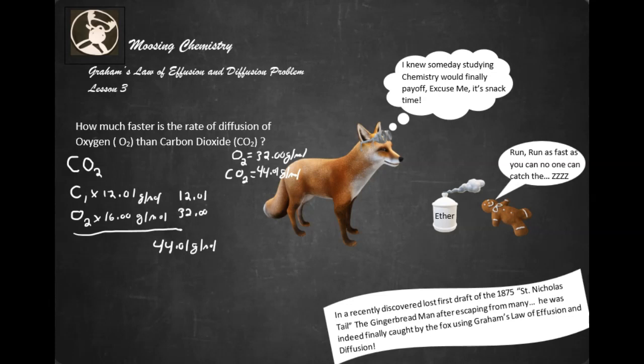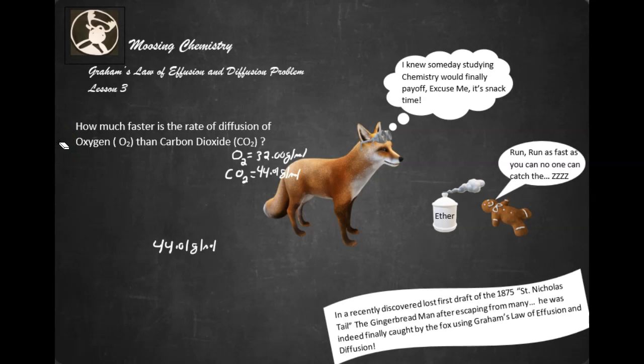So let's go ahead and erase this. What we're going to do next is put back the formula for Graham's Law of Effusion and Diffusion. This is going to be pretty simple here, guys. Math is not that hard, actually. So R of 1 over R of 2 equals the square root of the molar mass of 2 over the molar mass of 1.